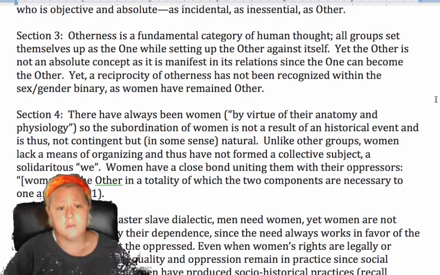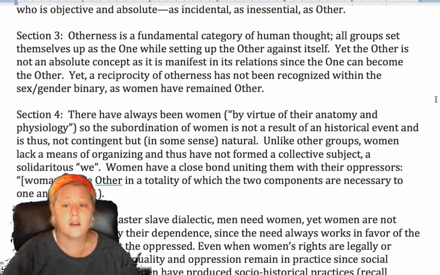In section 4, Beauvoir argues that there have always been women, quote, by virtue of their anatomy and physiology. So the subordination of women is not a result of an historical event, and it is thus not contingent, but in some sense natural. So unlike other groups, women lack a means of organizing, and they have not formed a collective subject. That is, they haven't formed a solidaritous we in the same way that other groups have, including men, but also including other oppressed groups.